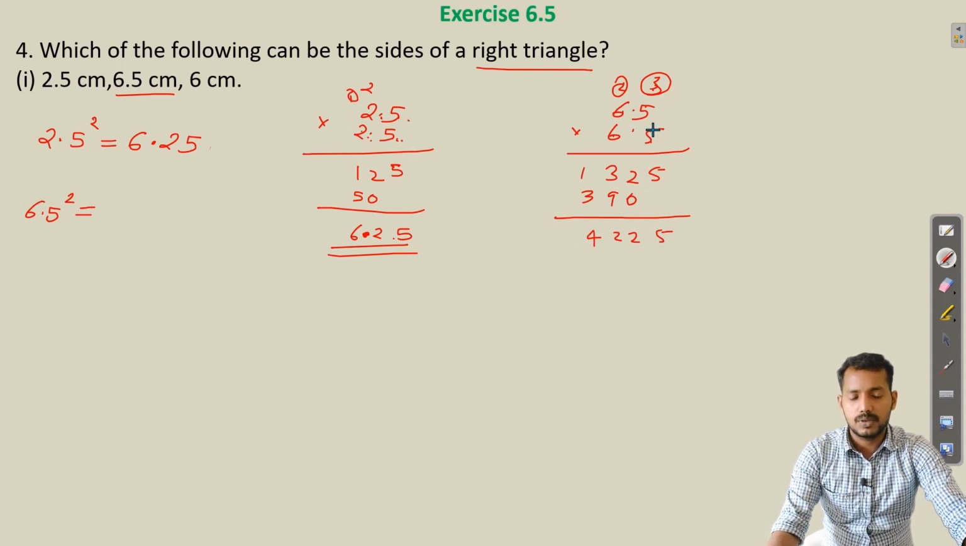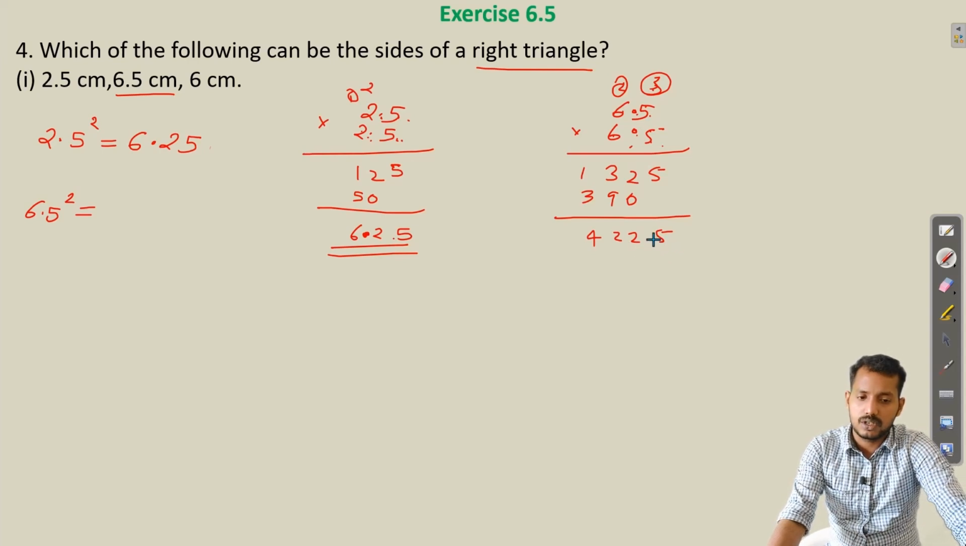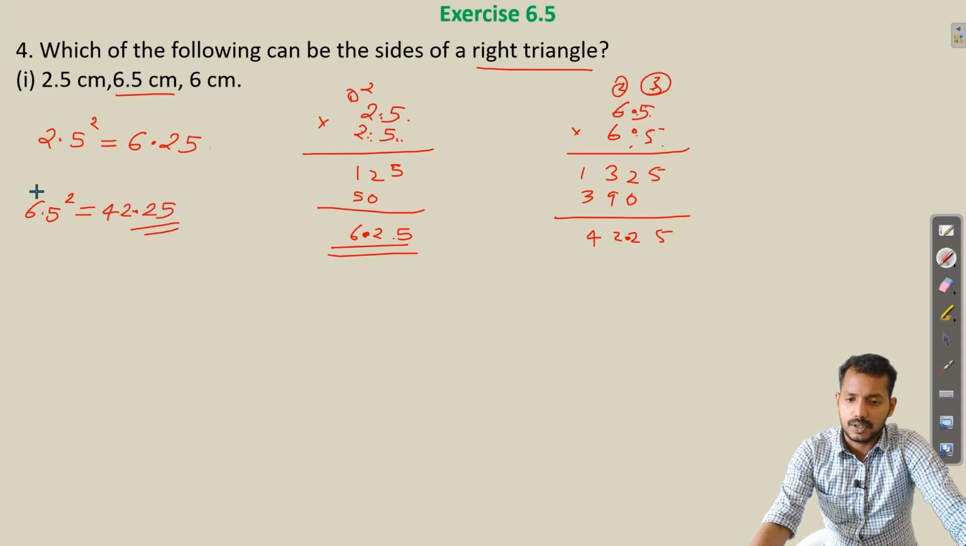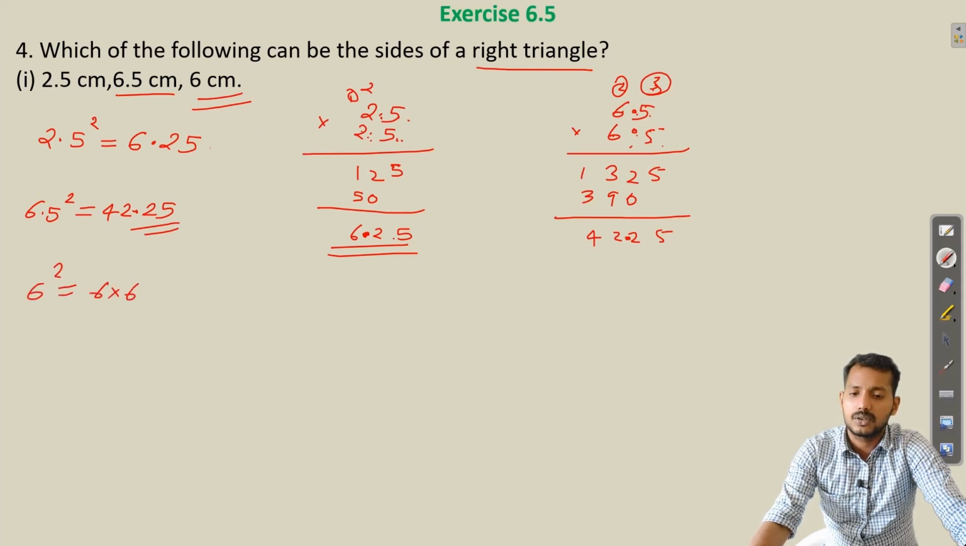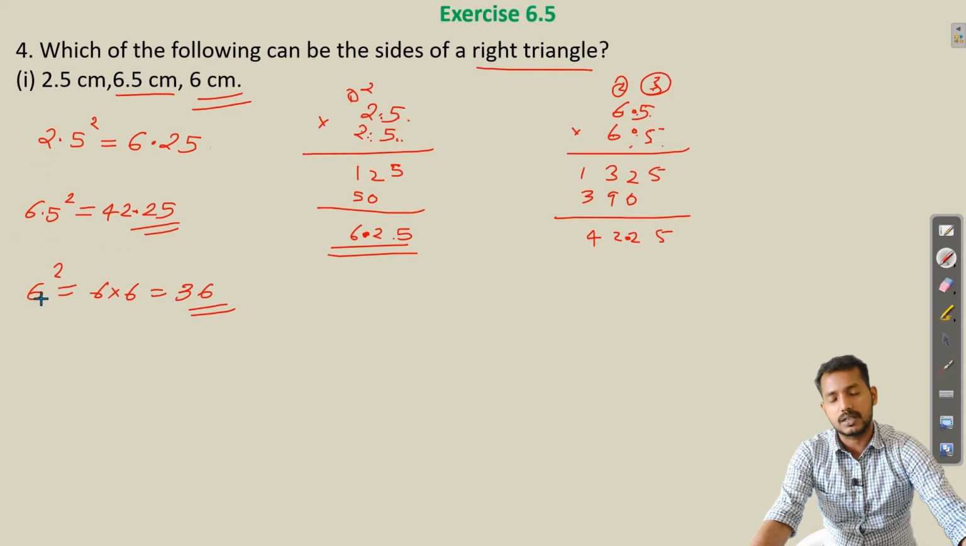How many digits are there after the decimal point? Here 1, here also 1, in 6.5. So there are a total of 2 digits after the decimal point. So bring the decimal point 2 decimal places towards the left. So the decimal point should be here: 42.25. Keep it. Now let's take the 6. 6 square is very simple, 6 into 6, which is equal to 36.